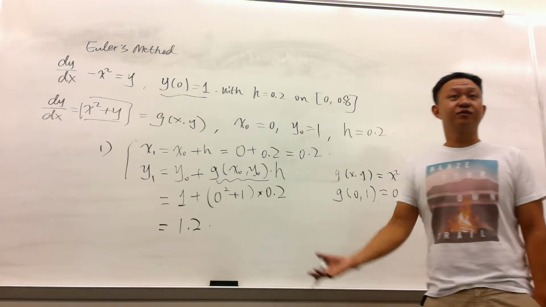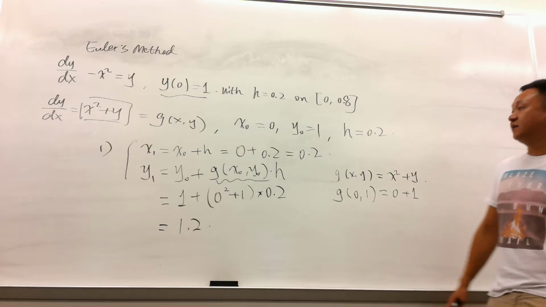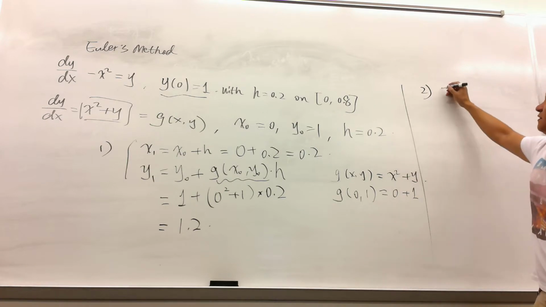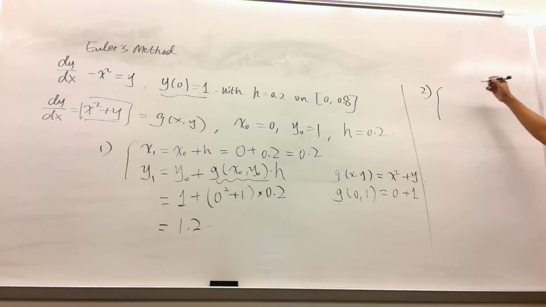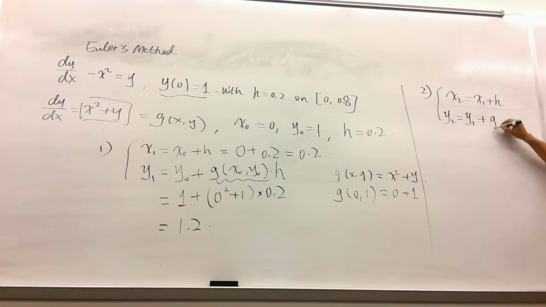And then you're just doing three more steps. You're done. That's it. Let's see what's going on with the second step. First, again, let's work on the formula. x2 equals x1 plus h, and you need to tell me what y2 is. y2 equals y1 plus the function g evaluated on x1, y1, and then multiplied by h. That's it. And then you do the calculation.